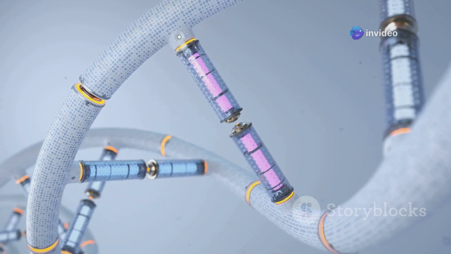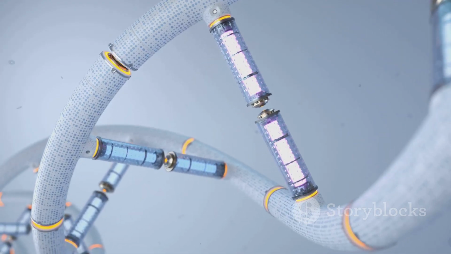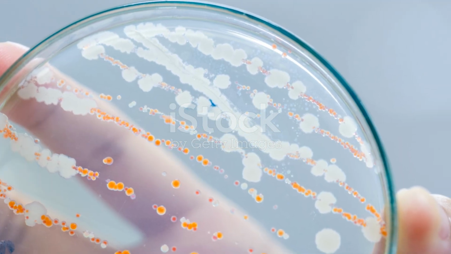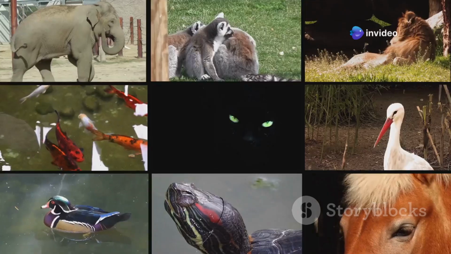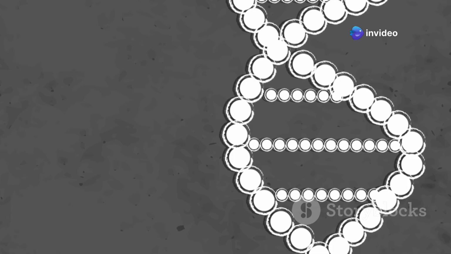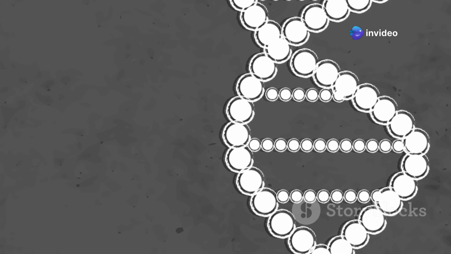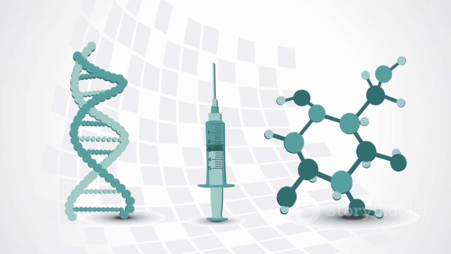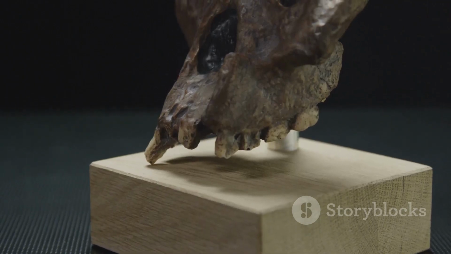Section 7. DNA. The unifying thread of life. DNA is the common thread that connects all living organisms on Earth. From the simplest bacteria to the most complex animals, all life forms share the same basic genetic code. This universality of DNA highlights the fundamental unity of life and suggests a shared evolutionary history.